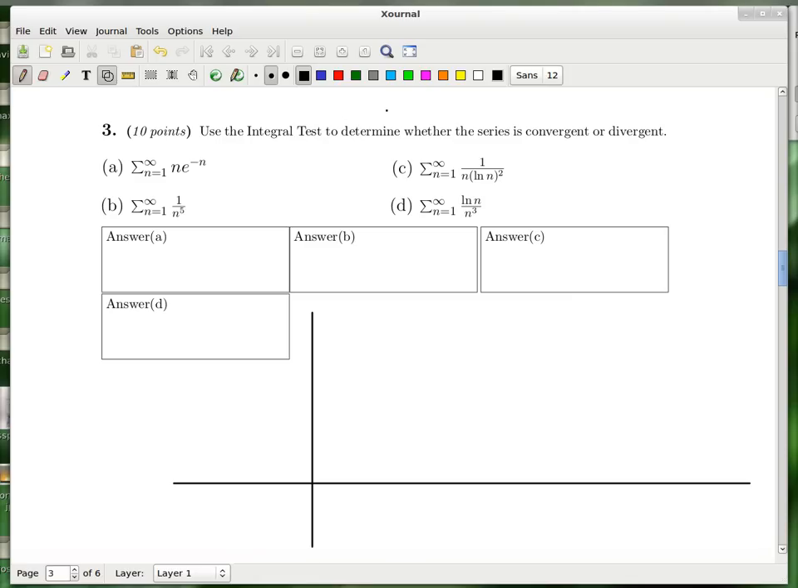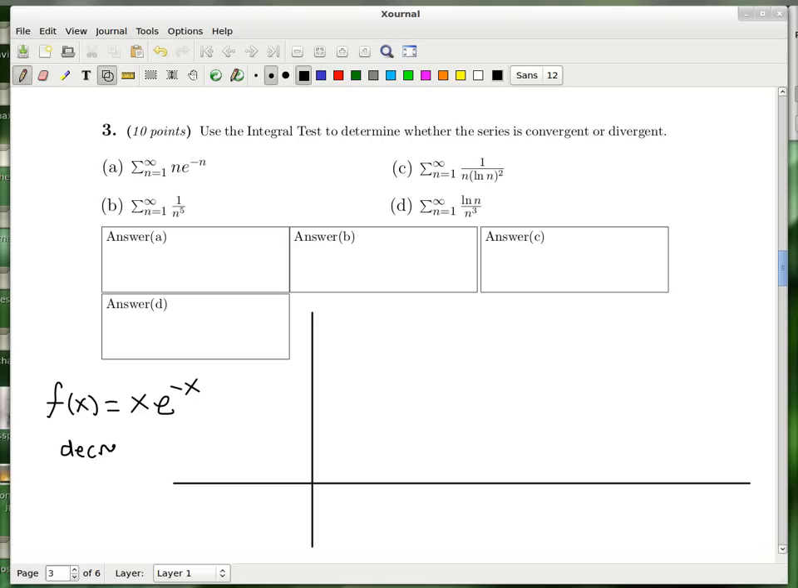So to use the integral test on a series, what we're going to do is connect the sequence with the continuous function, right, by replacing n with x. We want to look at this function. Let's just do the first one as an example. So let's say I change n to x and I make this continuous function x times e to the minus x. So what you'll find here is that this function is decreasing, continuous, and positive.